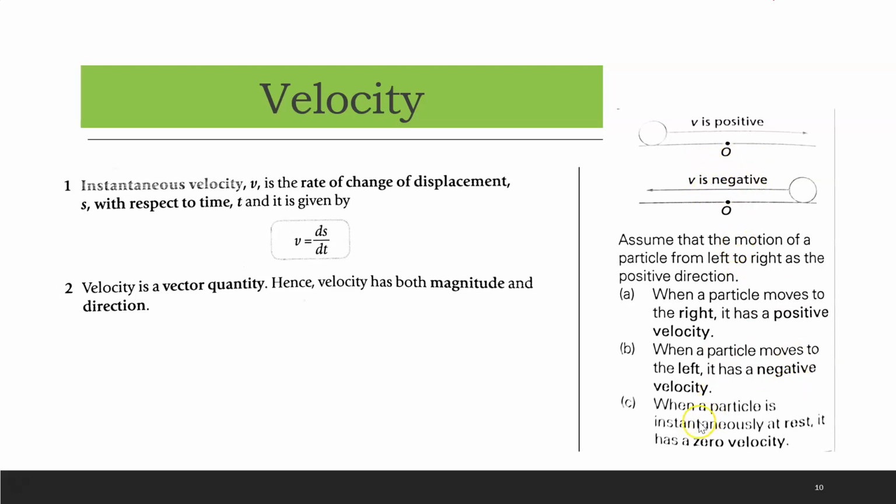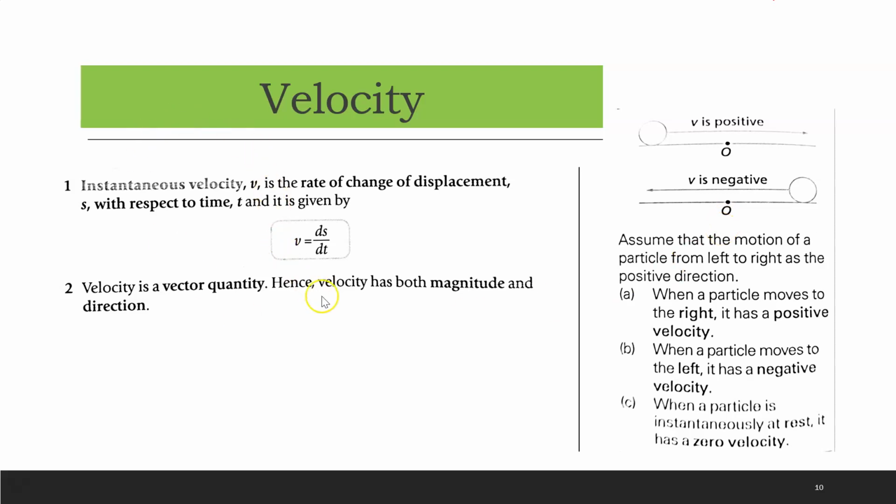And okay, the last one, when a particle is instantaneous at rest, it has a zero velocity. So apa maksud dia at rest ni? Maksud dia dalam keadaan rehat ataupun dalam keadaan pegun, statik. Dia tidak bergerak. At rest, dia masih dekat O. So kalau dia tidak bergerak, meaning there is no velocity. We call it as zero velocity. Halaju sifar, halaju kosong. Okay.